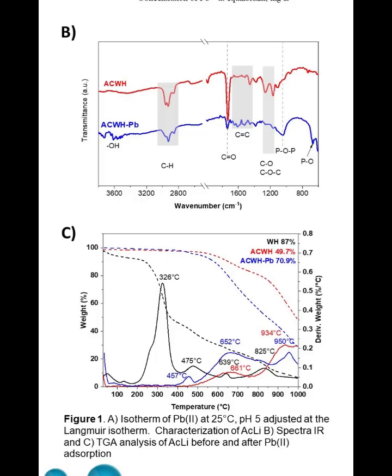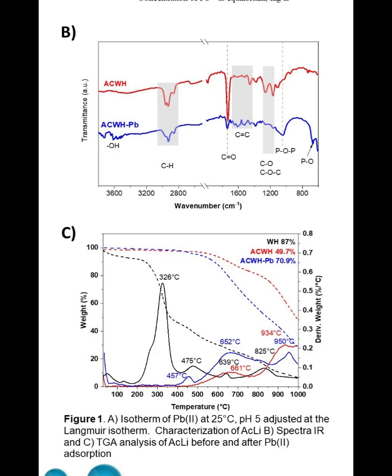Figure 1b shows the FTIR spectra of the activated carbon ACWH and the activated carbon after Pb2+ adsorption. The band at 2904 cm^-1 is assigned to C-H stretching vibrations in alkane groups, while the peak at 1733 cm^-1 corresponds to C=O stretching in carbonyl groups. Additionally, the bands between 1600 and 1500 cm^-1 are associated with C=C stretching vibrations in aromatic rings. The absorptions in the 1000 to 1250 cm^-1 region are attributed to C-O or C-O-C stretching in functional groups such as acids, phenols, ethers, and esters, whereas the peak at 1022 cm^-1 is related to P-O-P stretching vibrations.